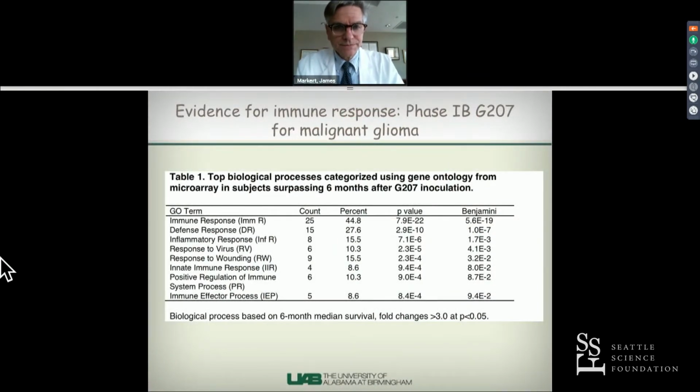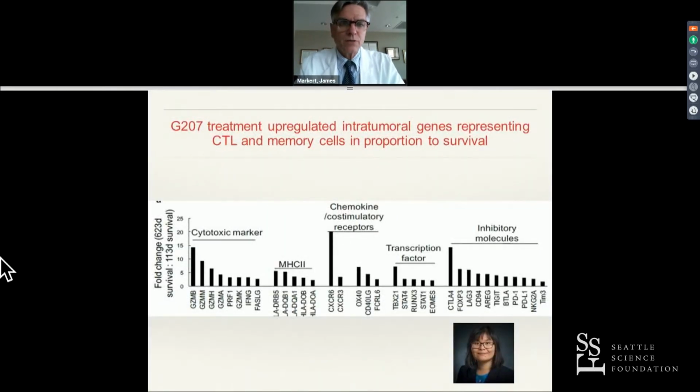And here's an example of some of the biologic processes that we saw upregulated in patients that did better after treatment with GTO7. You can see that these are immune response, defense response, inflammatory response, response to virus, et cetera. So this really looks like what's going on in the patients that are having the good responses to this treatment. We've gone on since then and done some RNA-seq studies, and you can also see that cytotoxic markers like granzyme B are upregulated, MHC2 is, interestingly, some chemokines, various transcription factors that produce inflammatory responses, and not surprisingly, over here you can see that a lot of inhibitory molecules are upregulated as well, as would be anticipated with any kind of immunotherapy.